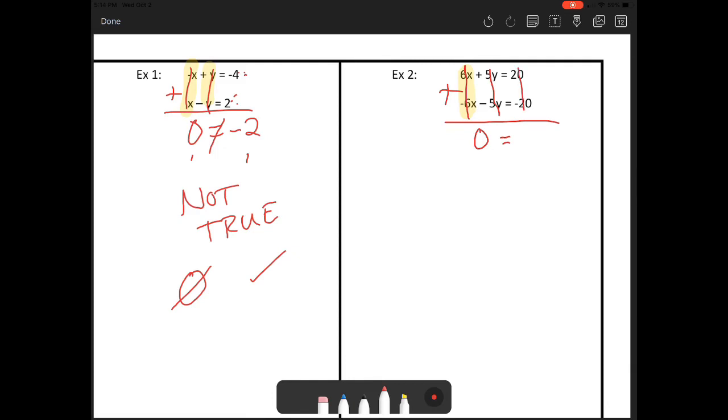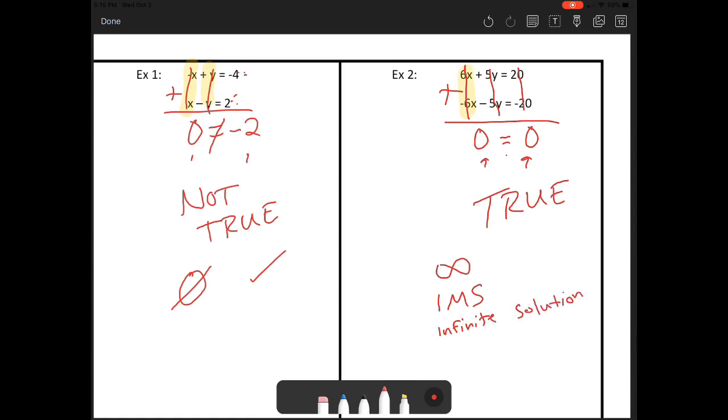Then we have our equal sign, and we have 20 and negative 20, which are also going to cancel. So we have 0 equals 0. Well, this one is true because 0 does in fact equal 0. So we have it as true, which means, if you remember from our graphing and our substitution, that we have infinite solutions. So infinitely many solutions, or infinite solutions.